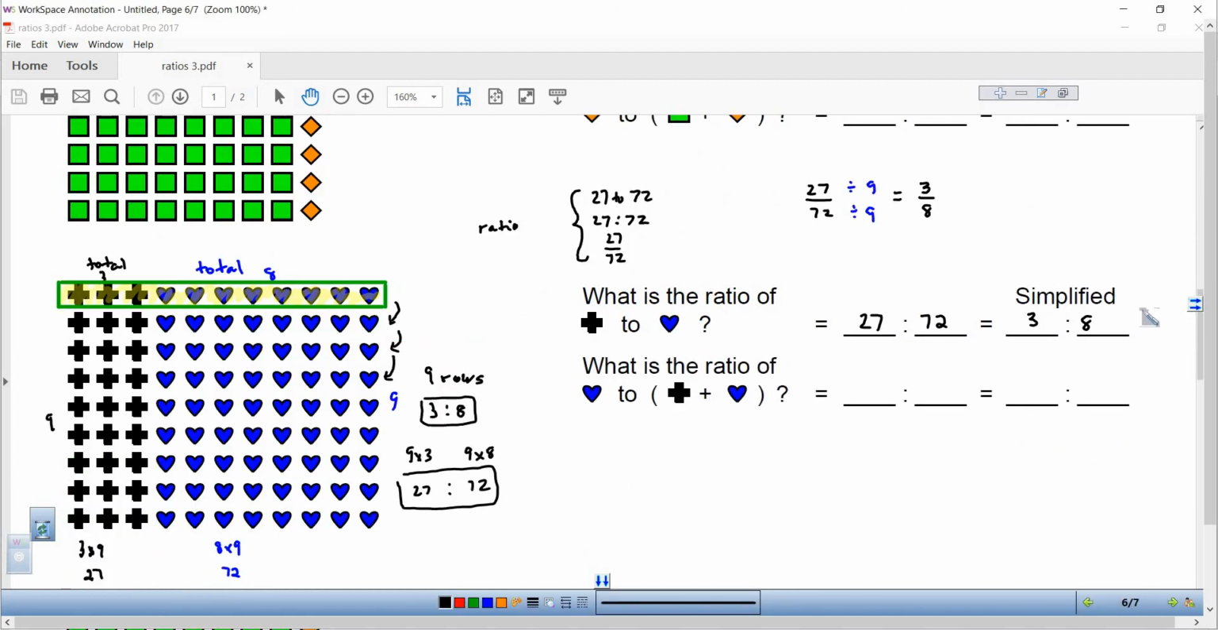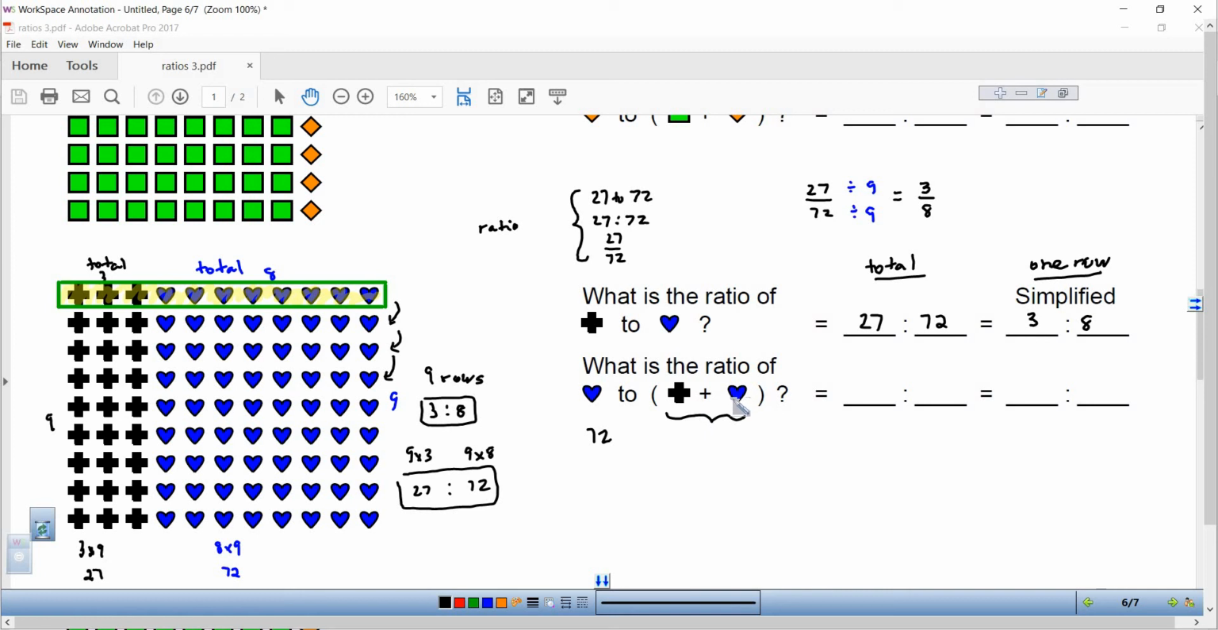All right, so let's go down here. So again, this is my total, and this is going to be my one row. We had already done the black pluses to the blue hearts, but now they want the blue hearts to the total, okay? So here we go. How many blue hearts were there? There were 72 blue hearts.